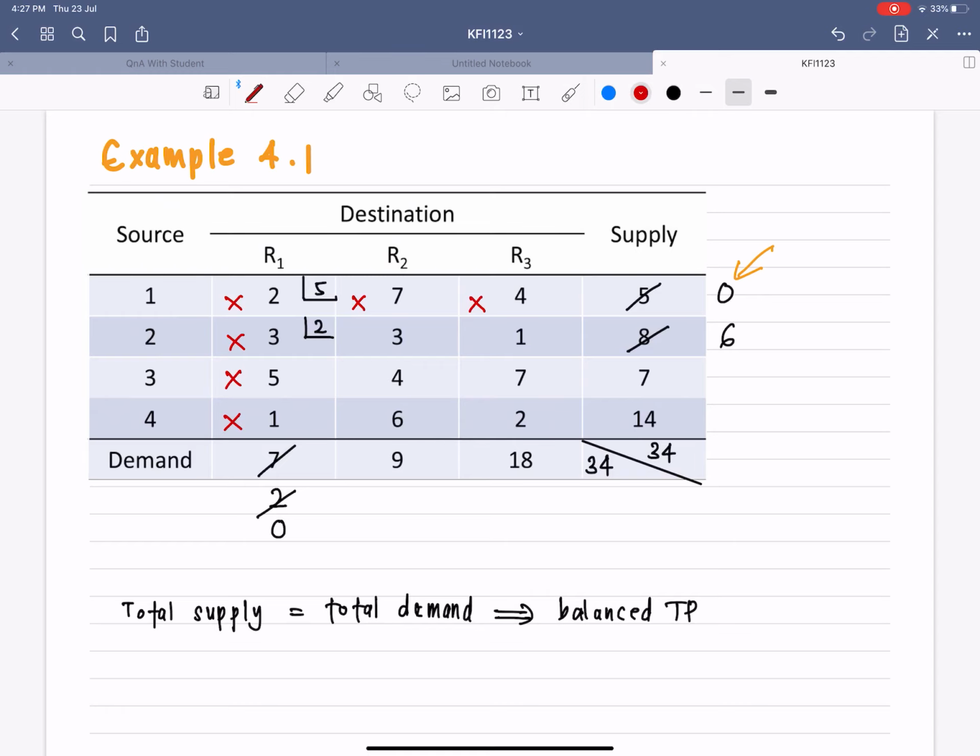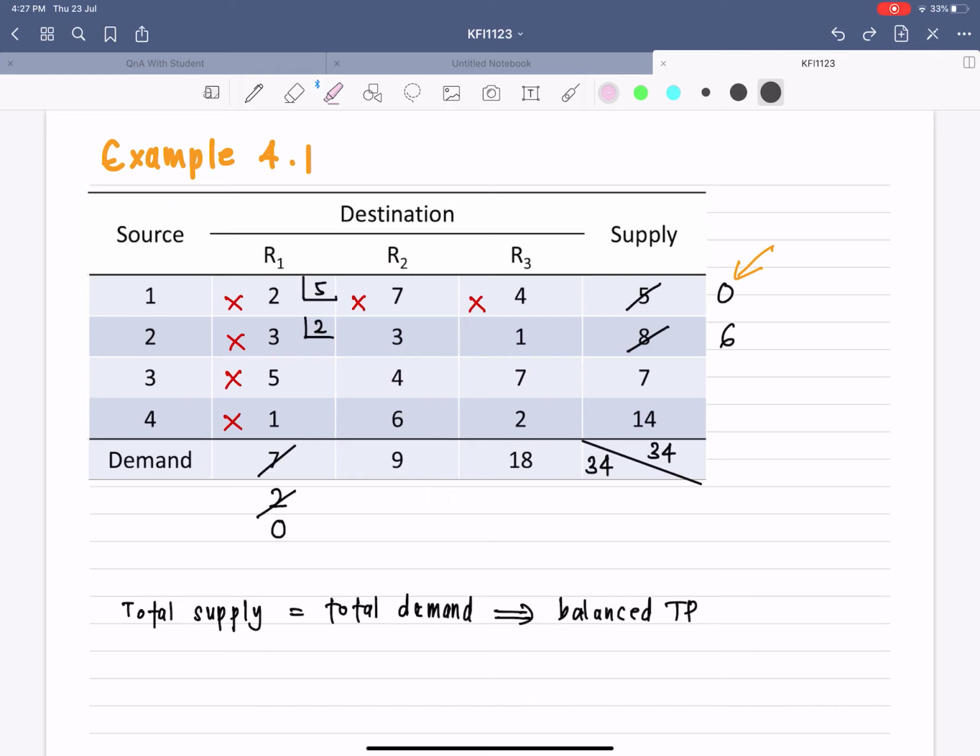So the remaining cell now is these 6 cells. Among these 6 cells, this is the northwest corner. So we will now consider this cell.